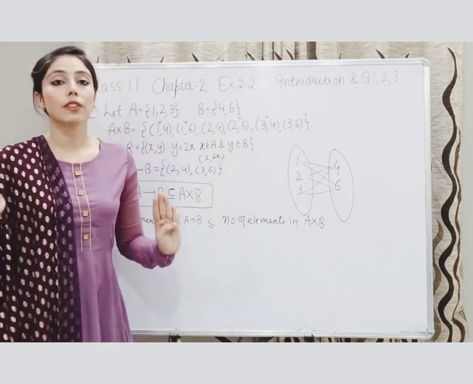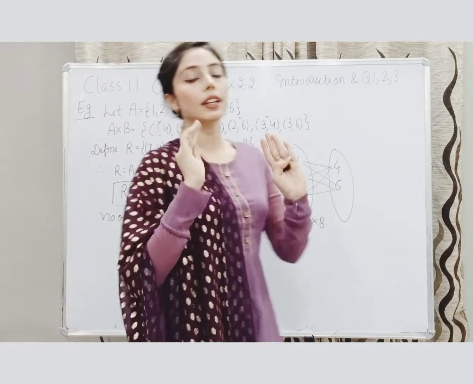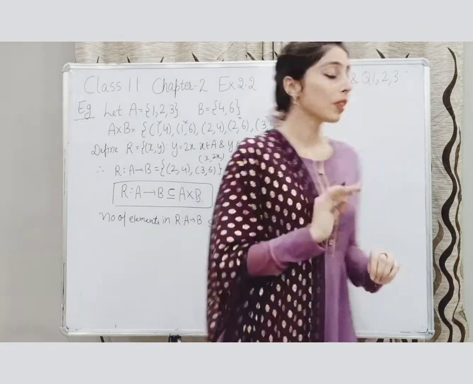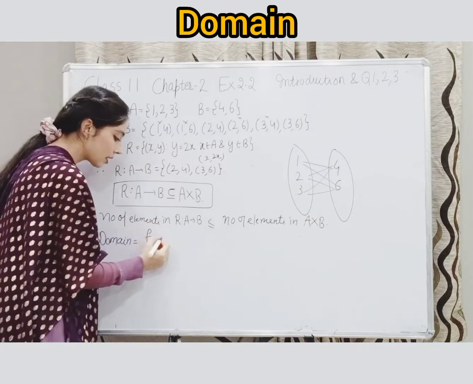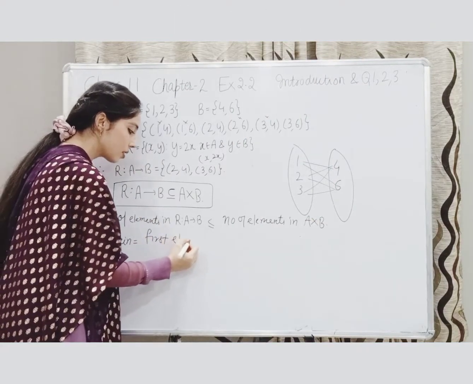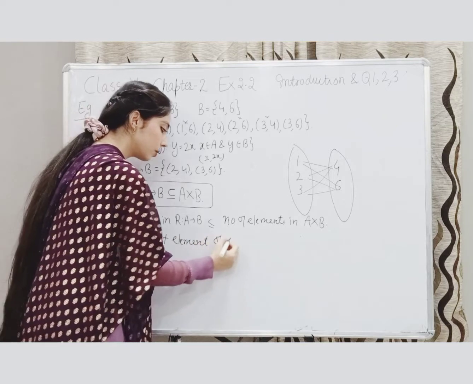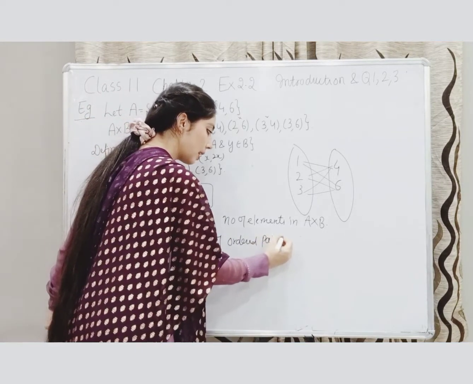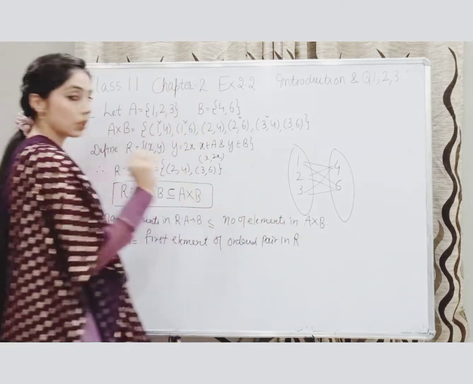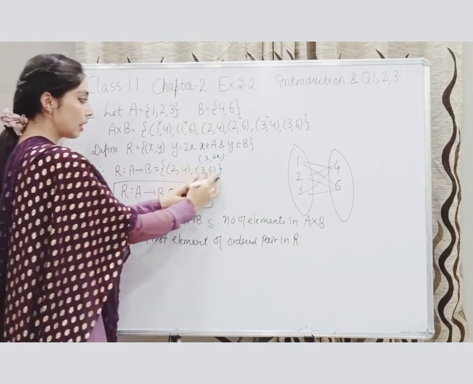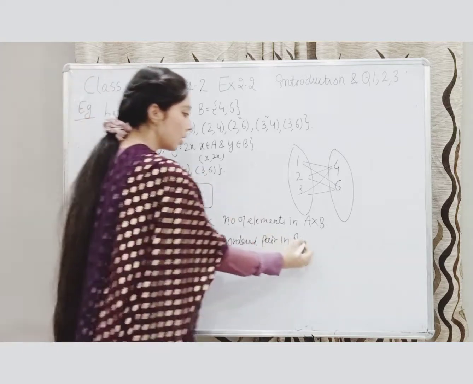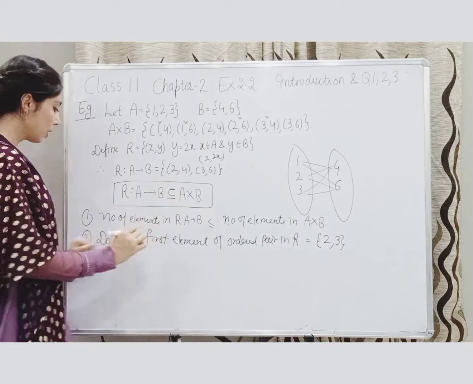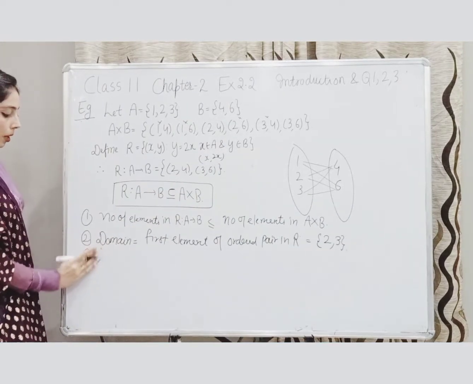By this example we can also define domain, codomain and range. So what is the domain? The domain is the set of first elements of the ordered pairs in R. So these will be 2 and 3. Okay, so what about the range?